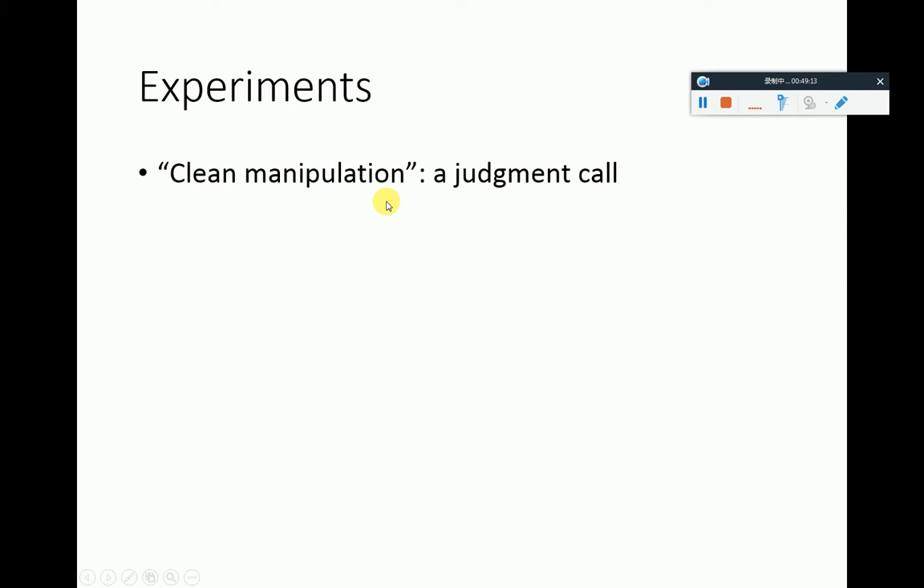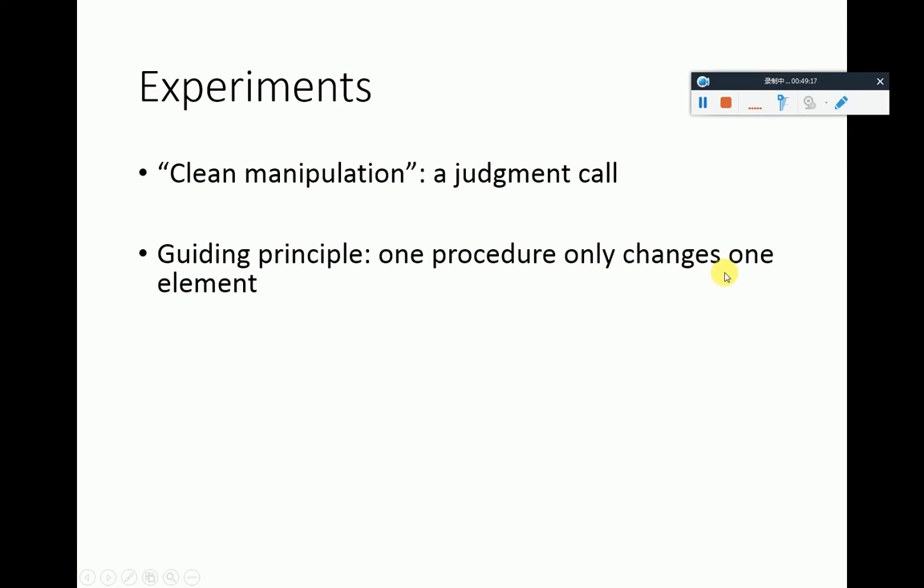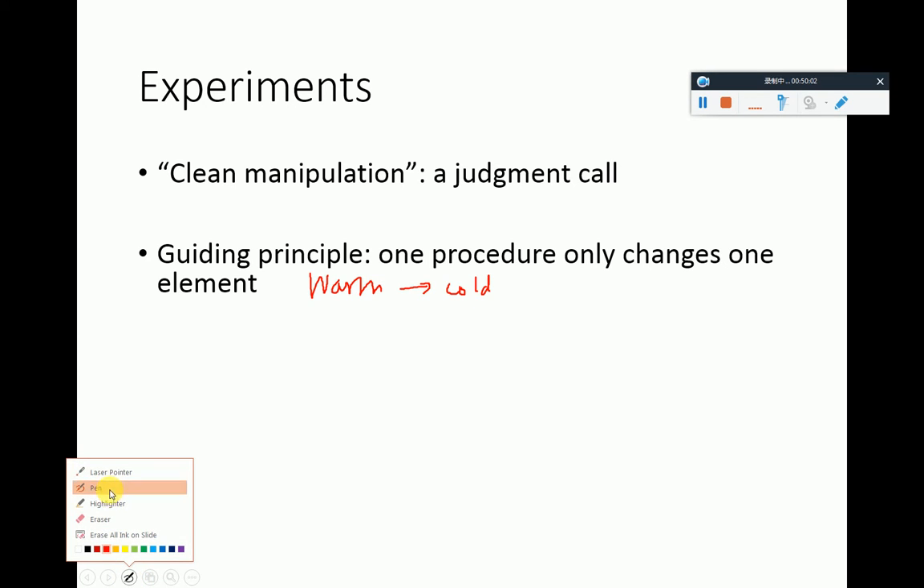In other words, we're not changing multiple elements with one procedure, with one manipulation. In other words, for a manipulation to be clean, one manipulation can only change one element. So with one manipulation, you can of course change the person description from Mike being warm to Mike being cold, and you cannot do anything more. If you want to change other aspects of the description, you must introduce a second manipulation.